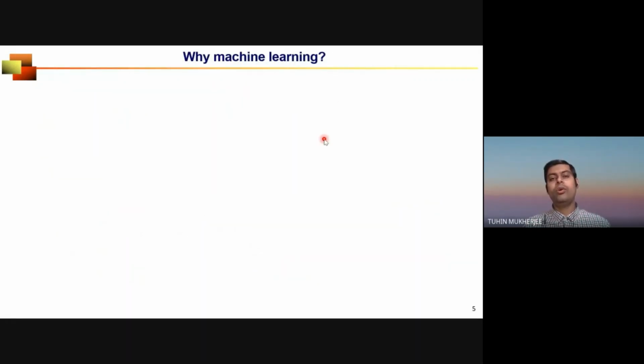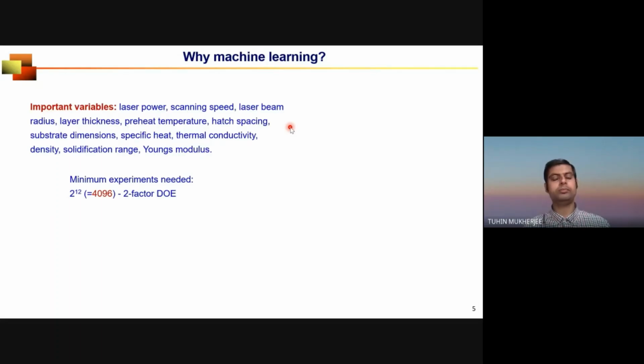And there is no other route except using machine learning. Why? Let me give you two examples. Let's say we are interested in studying some defect, and it depends on variables that you can control during experiment or material properties. Common variables that you can control during experiment: power, speed, laser beam radius, layer thickness, and so on and so forth. So there are 12 variables.